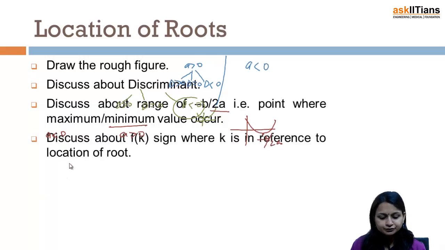And finally, we will be talking about the sign of f(k), where k is in reference to the location of roots. Suppose it's given that both roots are greater than k. Then I can talk about what the sign of f(k) is. These things will become clearer as we talk about more details and types.